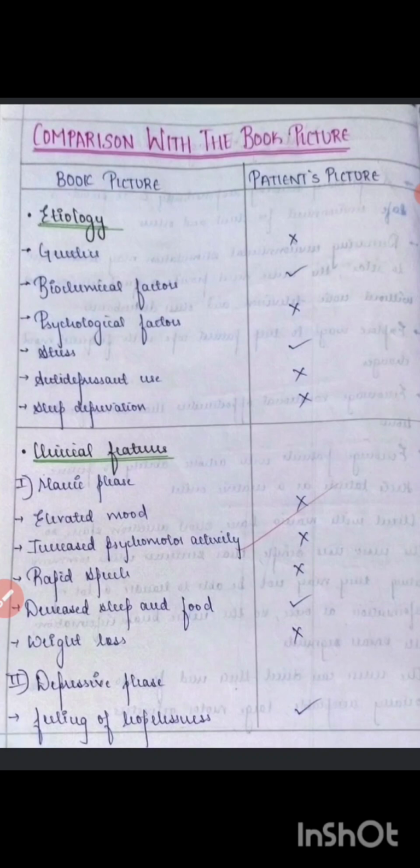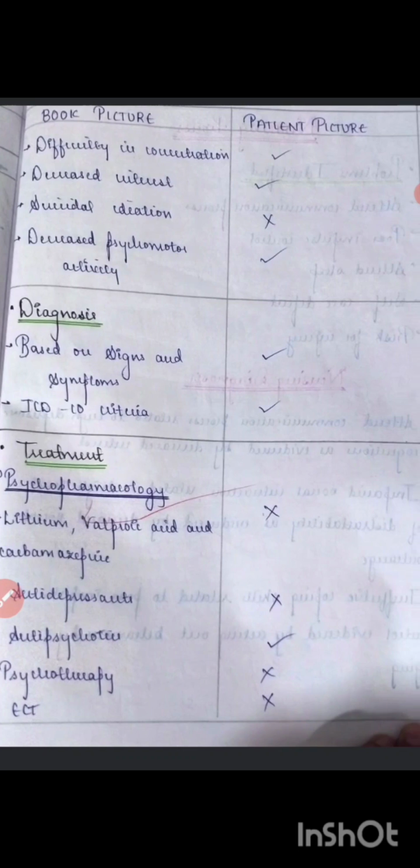Then come comparison with book picture. So you'll have to compare the patient symptoms, like patient whatever she is having, with the book picture, whatever is given in the book. So I mentioned here, one can go through this. Then comes the nursing process. You'll have to identify the problems, and according to that, diagnosis should be framed according to the priority. Okay, so see, very nicely I have written. You can copy this or go through this. Okay, see.